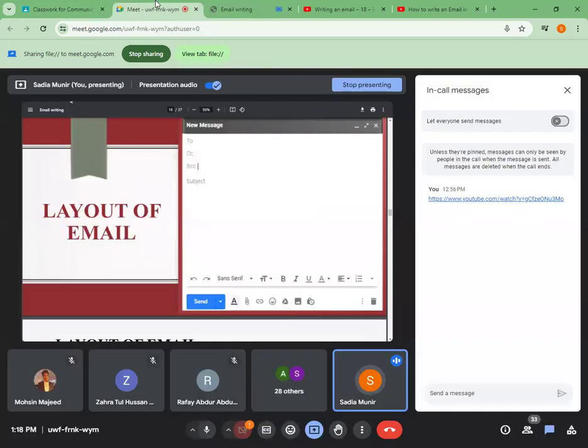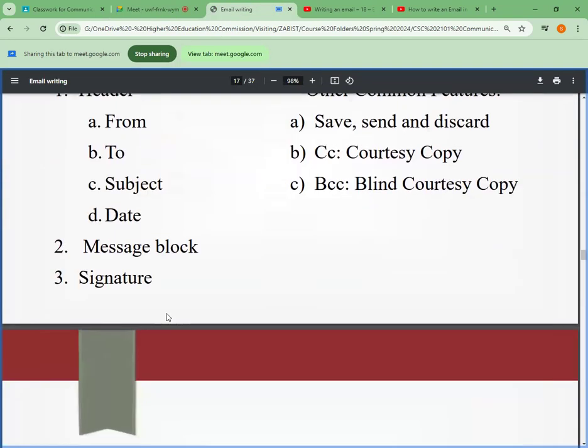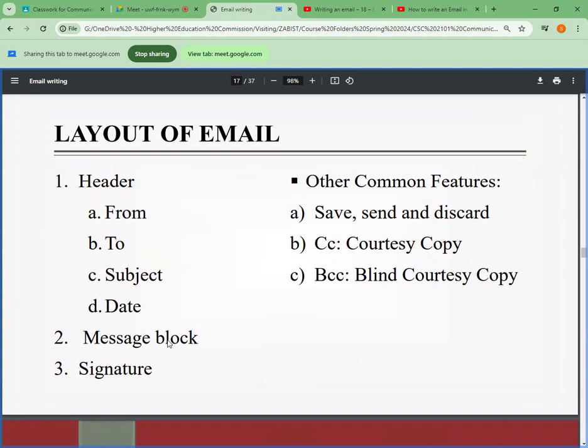अच्छा, ये एक बेसिक लेआउट होता है हमारे ईमेल्स का जो आपको पता ही है. To, CC, BCC, subject और एक्सेट्रा. To is the recipient. रिसिपिएंट का ईमेल एड्रेस आता है इसमें. CC is carbon copy. BCC is blind carbon copy. And subject में हम सब्जेक्ट लाइन लिखते हैं और बीच में फिर हम बॉडी और एक्सेट्रा. So these are the names of the layout of email. Header में from, to, subject and date जाती है. ठीक है. डेट ऑटोमेटिकली. अच्छा, ये जो हमारे सर्वर्स होते हैं इसमें डेट ऑटोमेटिकली शो होती है. Message block, signature, then we have save, send and discard, CC and BCC.